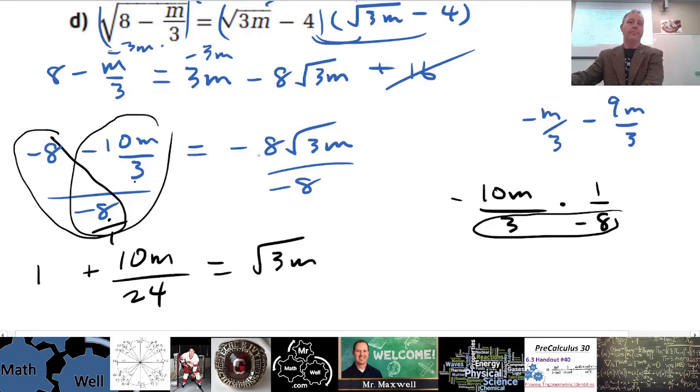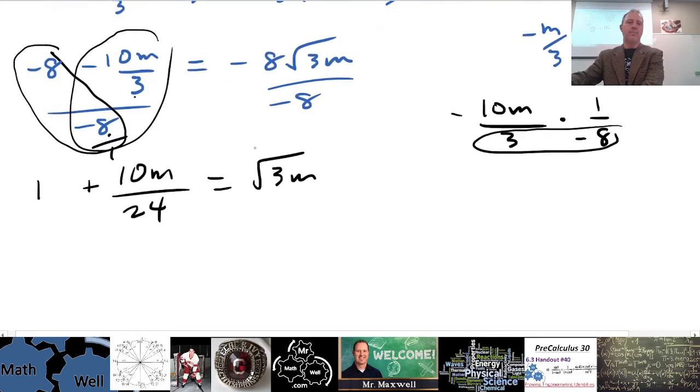This is a long one. One of the tougher ones you'll get. You can simplify this fraction, I guess, if you want. Was it 5 over 12, I suppose? It's going to make things a little bit easier, probably. 5m over 12.